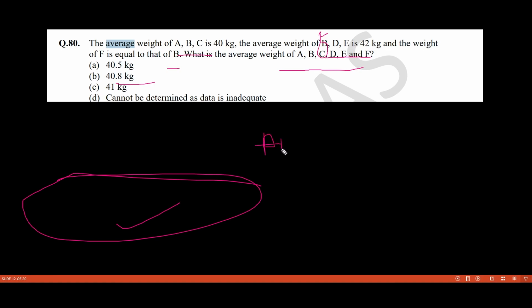So when we are doing A plus B plus C plus D plus E plus F, that is the average. So B you can replace with F. So what you have to do is 40 plus 42 divided by 6. So that will be your answer. Alright, let's move on.